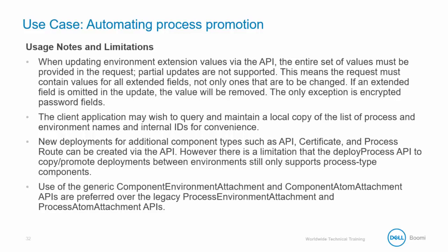New deployments for additional components such as API, certificate, and process route can be created via the API. However, there is a limitation that the deploy process API to copy promote deployments between environments still only supports process type components. And finally, the use of the generic component environment attachment and component atom attachment APIs are preferred over the legacy process environment attachment and process atom attachment.